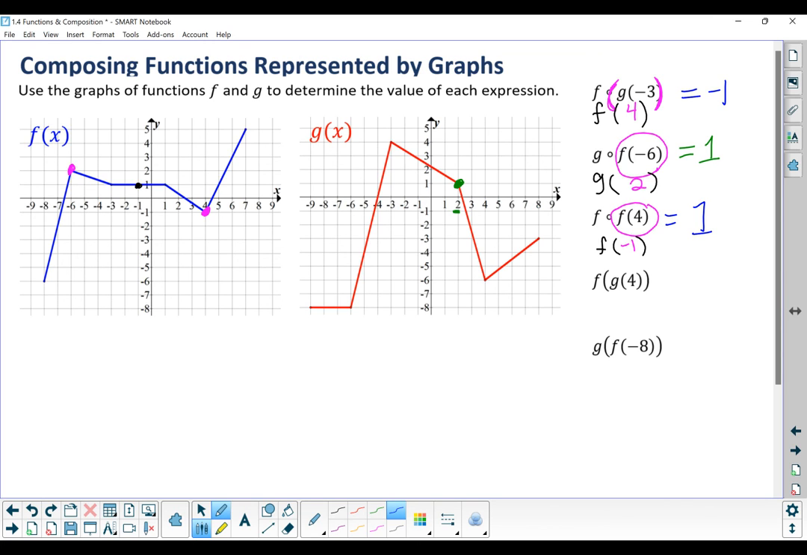Okay, so that's function composition. If you are a little confused by that, that's pretty normal. It's a pretty complicated, challenging topic. So if you need any extra help on this topic, please let me know.